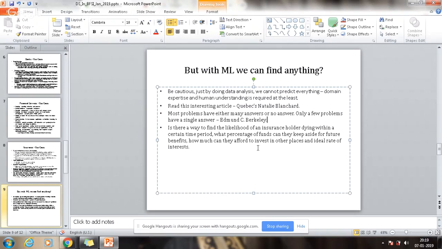Many of these insurance companies have to answer this kind of question: is there a way to find the likelihood of an insurance holder dying within a certain period, right? I think it's very sad to ask this kind of question, but the insurance company has to deal with it. What percentage of funds can they keep aside for future benefits? So insurance companies say that you invest 10,000 rupees a month and we will give you 1 crore if a certain event happens. But where would this money come from?